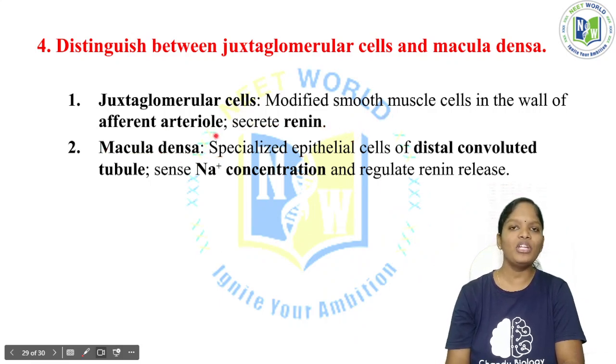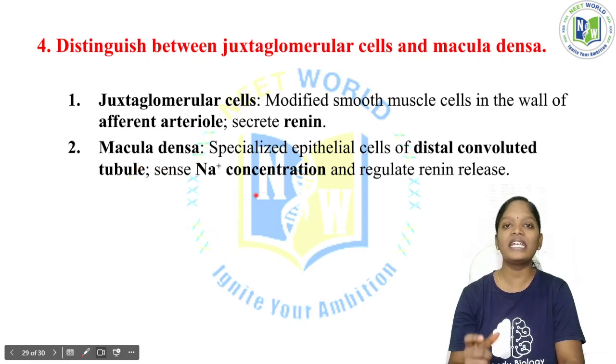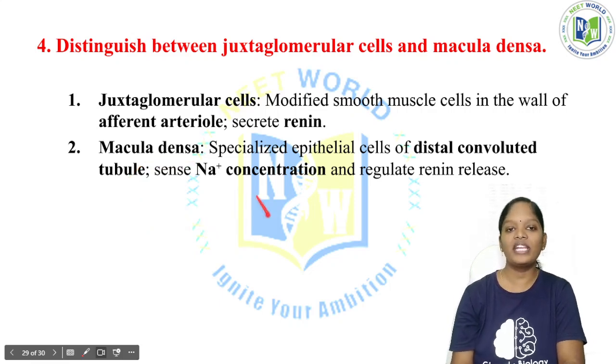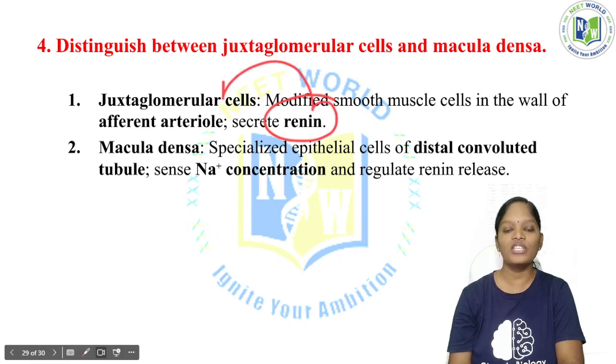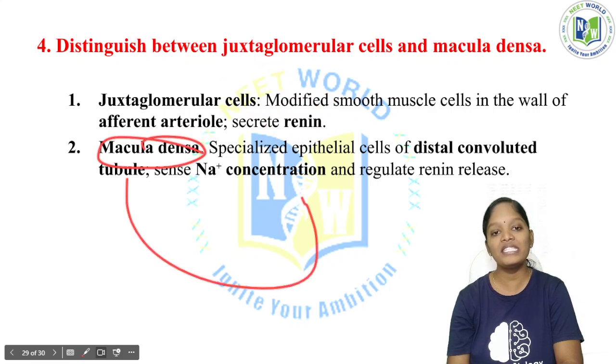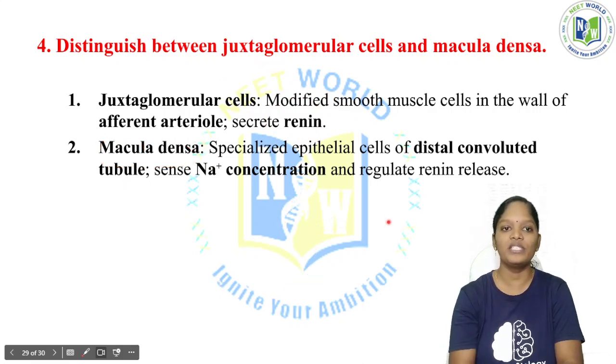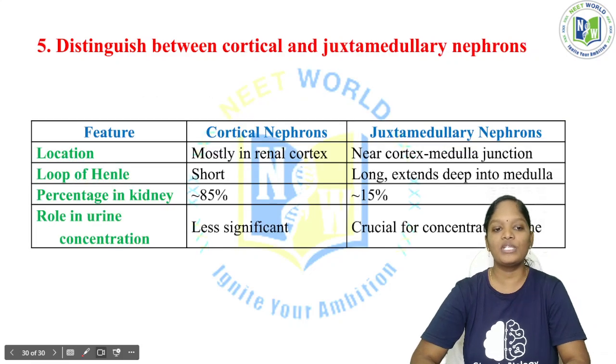What is the point of having the macula densa in the distal convoluted tubule? They sense the sodium concentration and regulate the renin release. So the renin release by the juxtaglomerular cells is decided by the macula densa by sensing the sodium concentration in the distal convoluted tubule. This is the correct answer for this question.